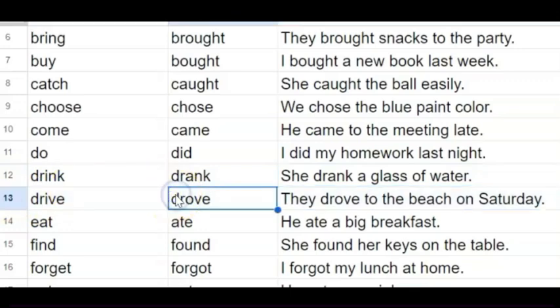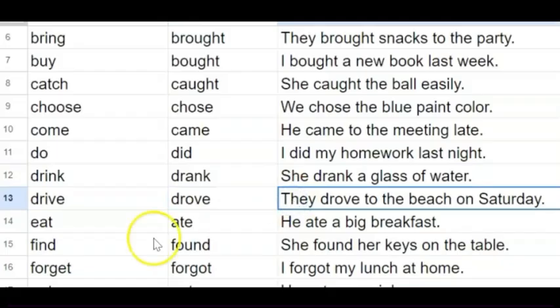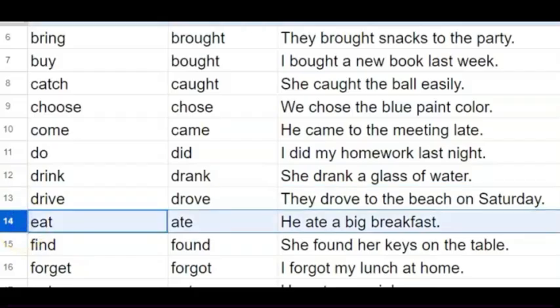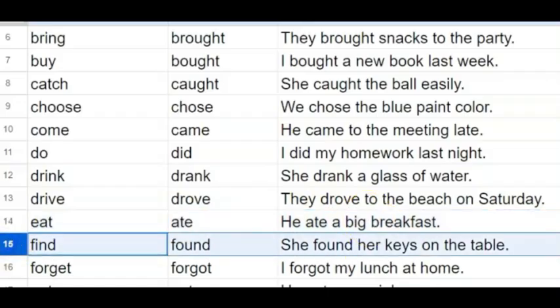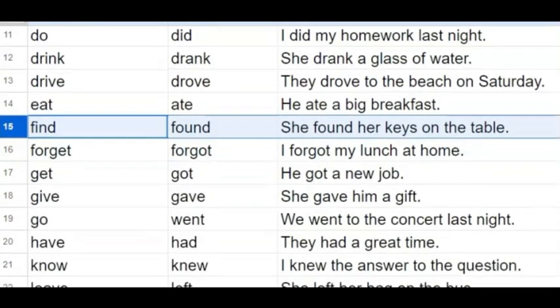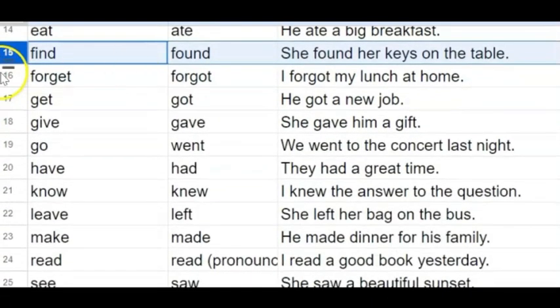Drive turns to drove. They drove to the beach on Saturday. Then we have eat turns to ate. In this case, in American English, oftentimes the T kind of disappears. Instead of ate, it's ate. Find turns to found. She found her keys on the table. We found, they found, she found.